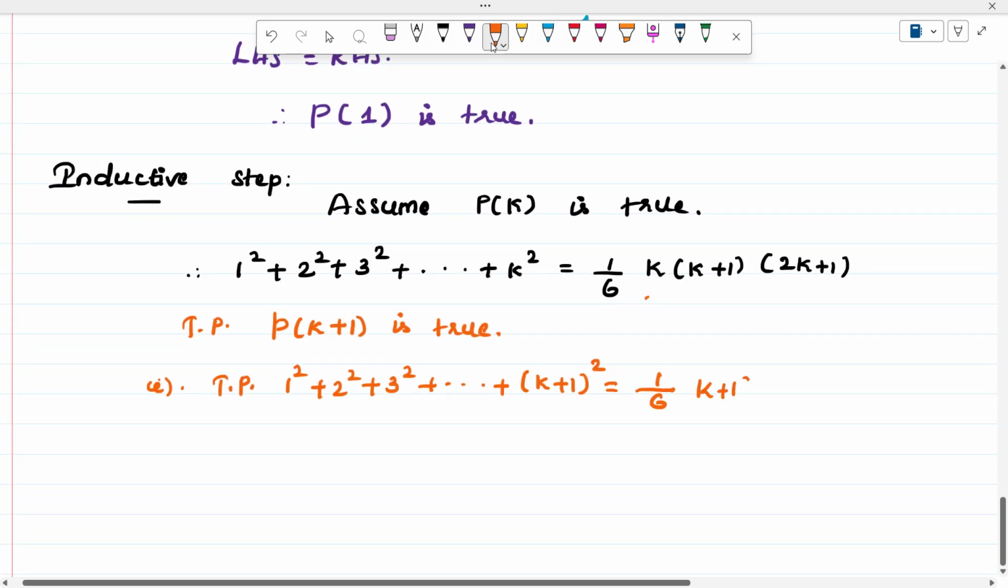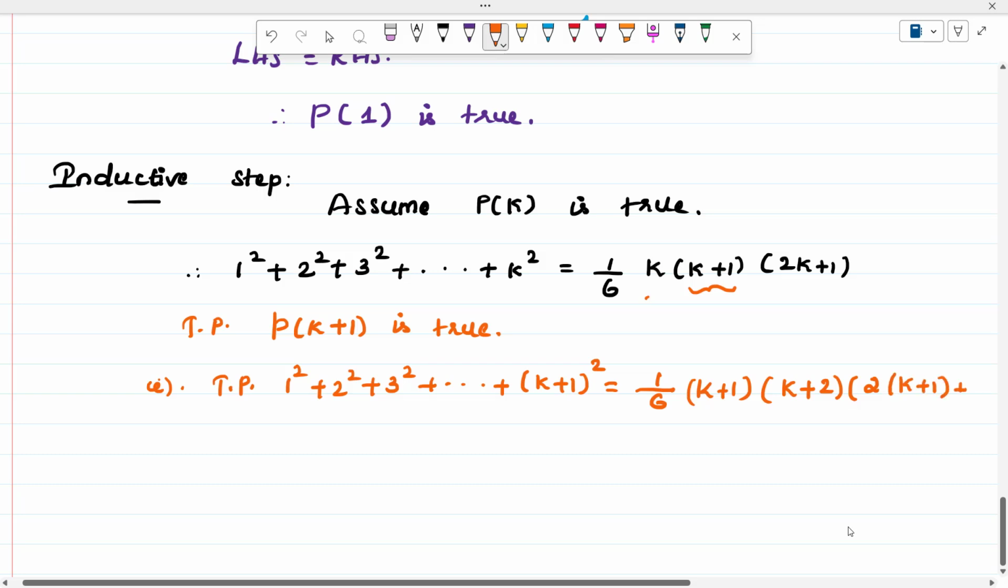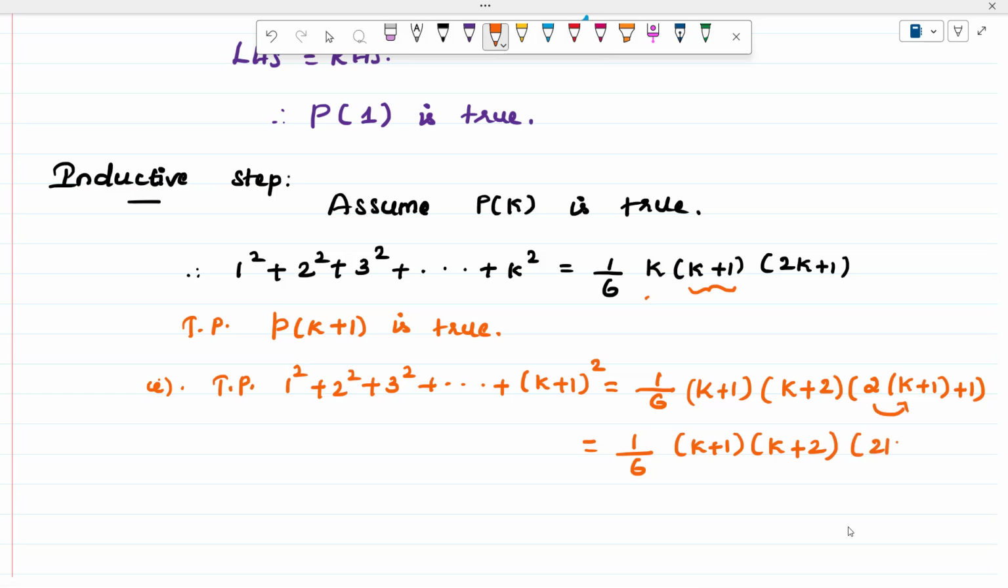Therefore (k + 1) into, the next term, k + 1 plus 1, which is k + 2, into, in the place of k, 2(k + 1) + 1. So it is equal to 1/6 × (k + 1) × (k + 2) × ..., multiplying the 2 inside, 2k + 2 + 1, therefore 2k + 3. So this is the thing we have to prove. We have to consider the left hand side and prove the right hand side.